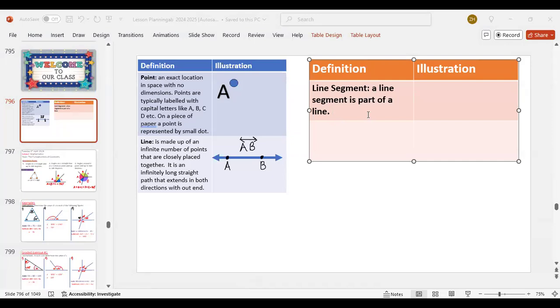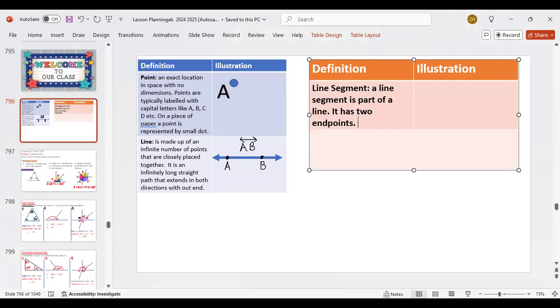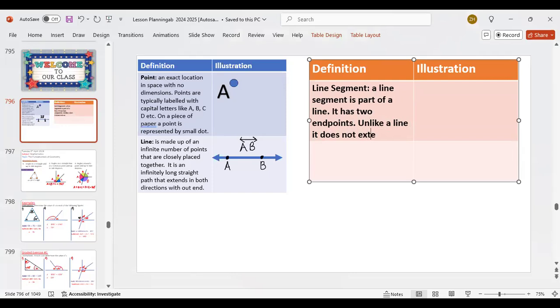It's part of a line. It has two endpoints. I like to just say it has a starting point and an ending point. So it has two endpoints. Unlike a line, it does not extend forever, right? Does that make sense?